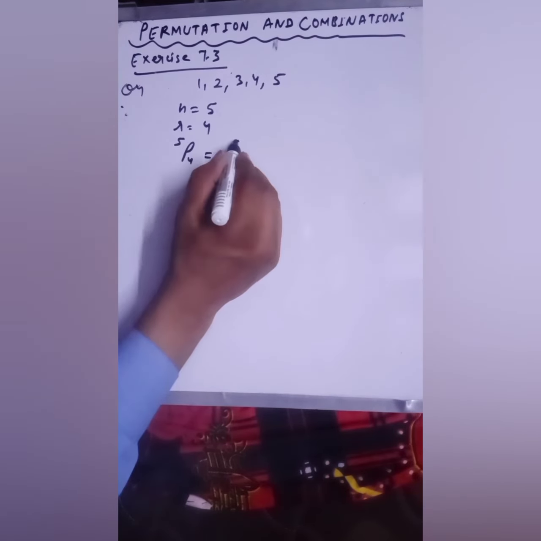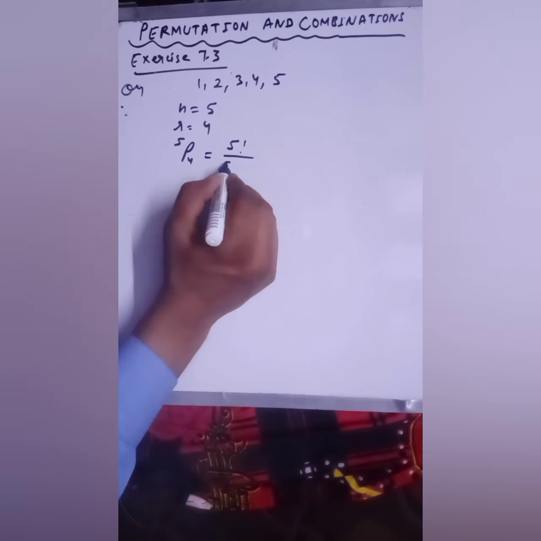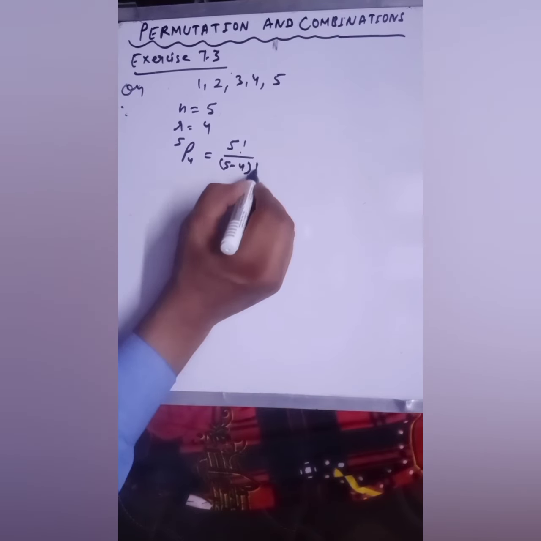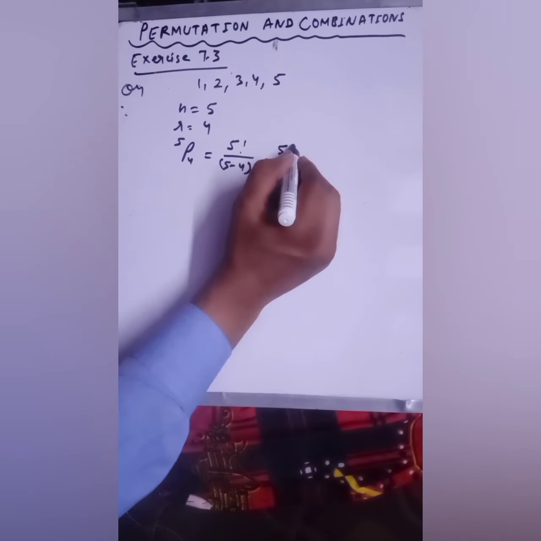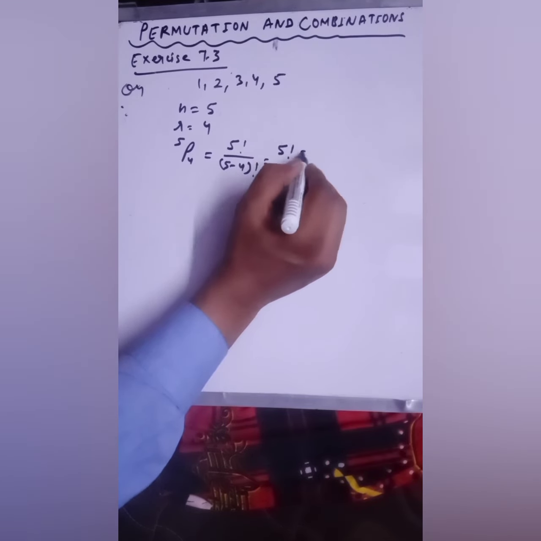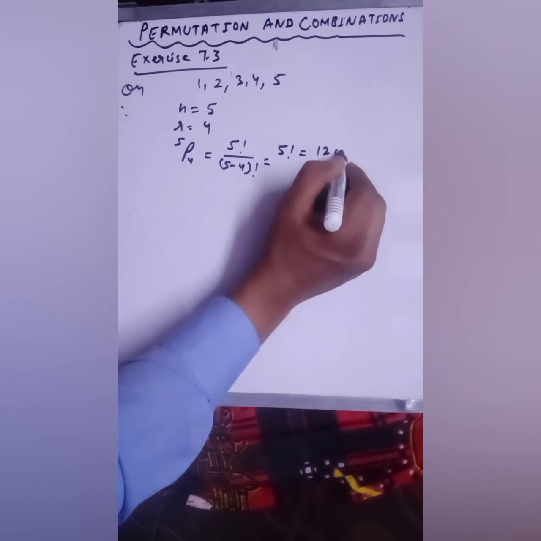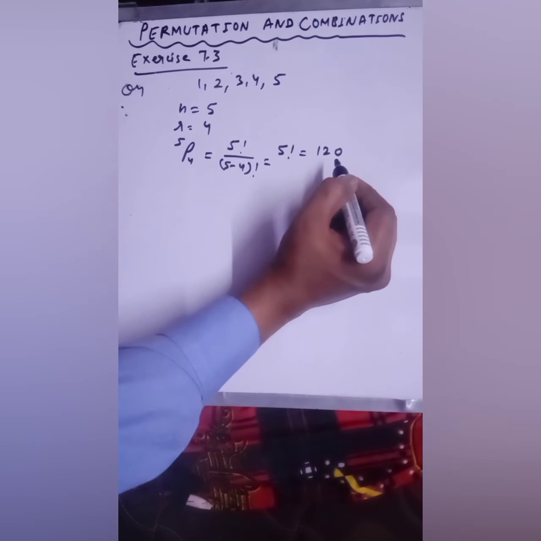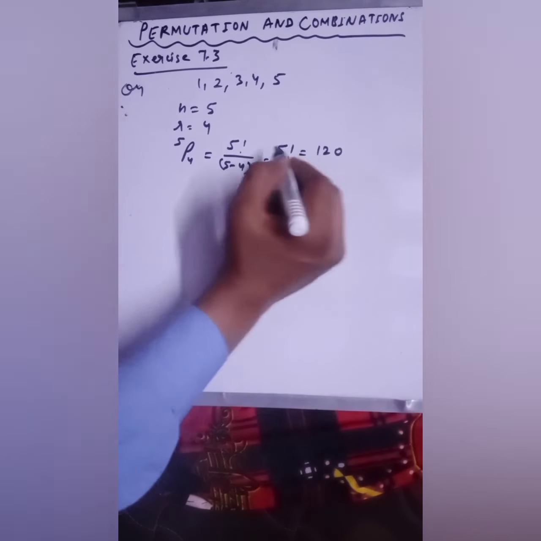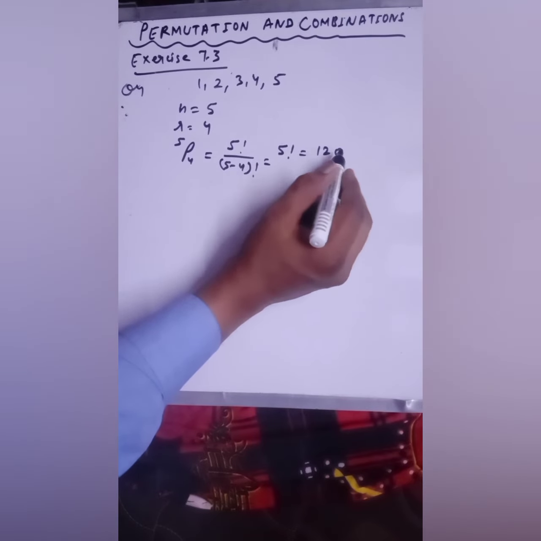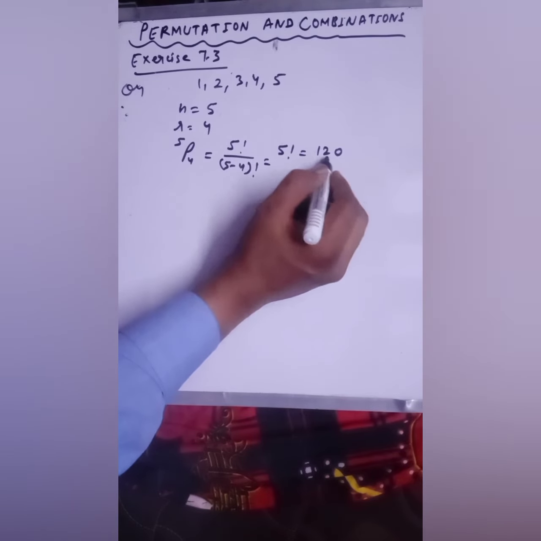So just simplify it. 5 factorial over 5 minus 4 factorial. So in the denominator you get 1 factorial. So 5 factorial will be the final answer. When you solve it, you will get 120. Got it? Because 5 into 4 into 3 into 2 into 1, after multiplication you will get 120.